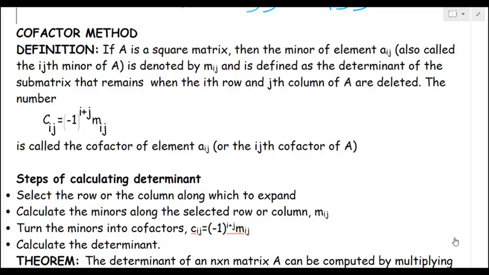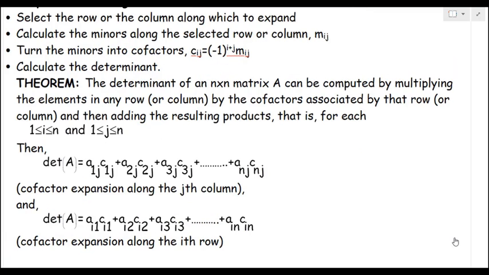The number Cij, which is equal to minus 1 raised to the power i plus j, multiplied by Mij, is called the cofactor of element Aij, or simply the ijth cofactor of A. In our calculations for the determinant, we are going to be guided by the theorem.